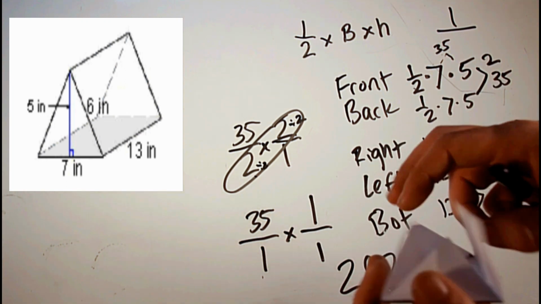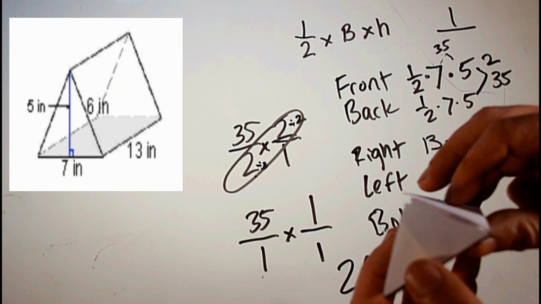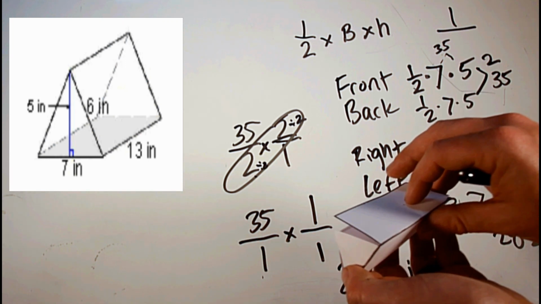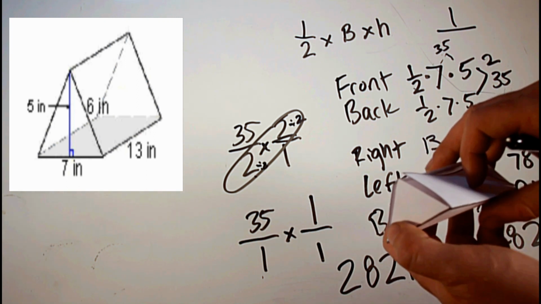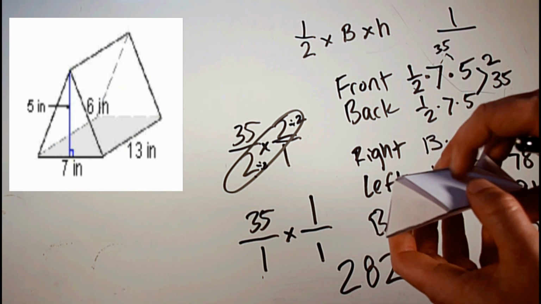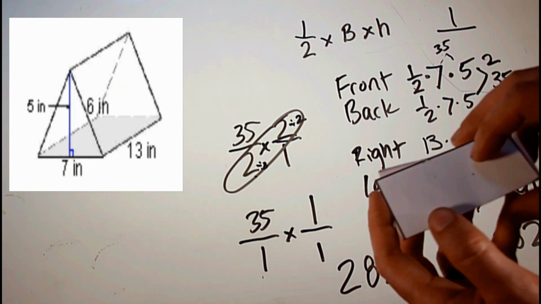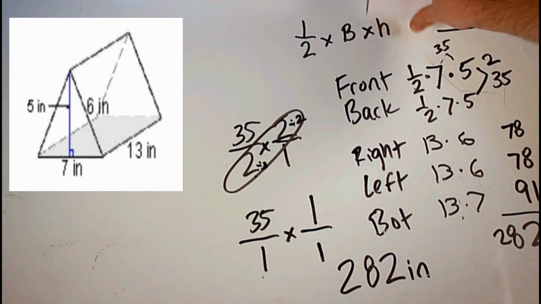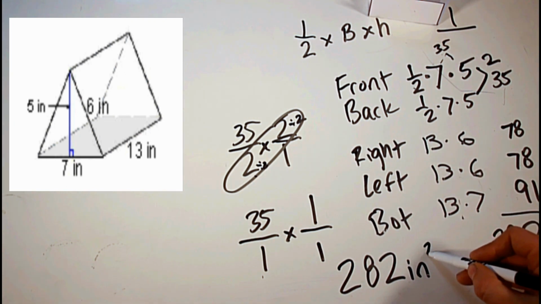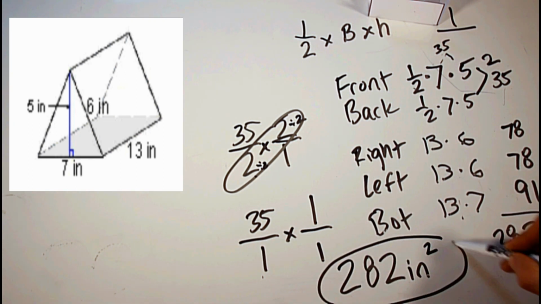When all these flat shapes are put together, edge to edge, that makes this shape three-dimensional because it's made up of more than one shape. Typically, in this one, you'll see it's made up of 1, 2, 3, 4, 5 shapes. Each shape is still two-dimensional because we're doing area. So we have an answer of 282 inches squared.